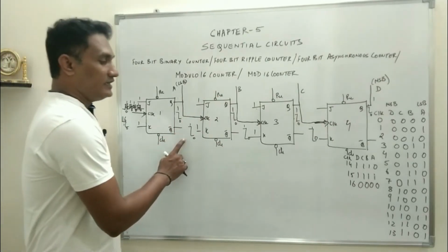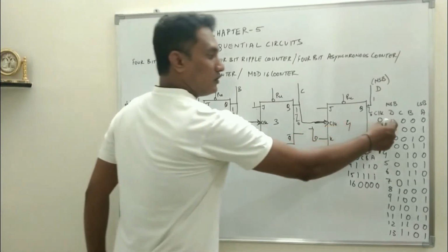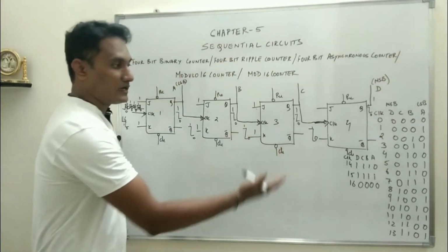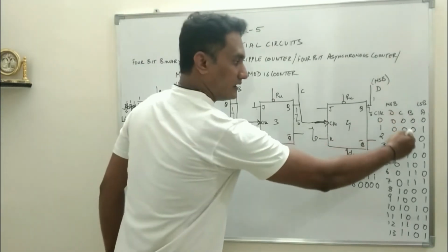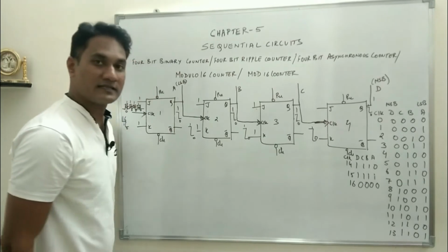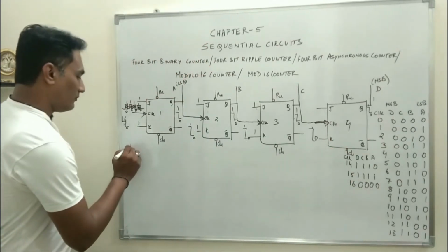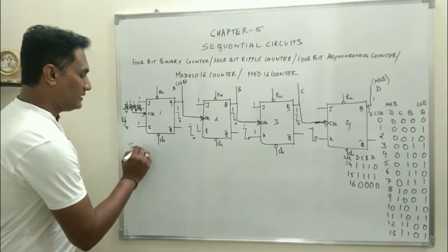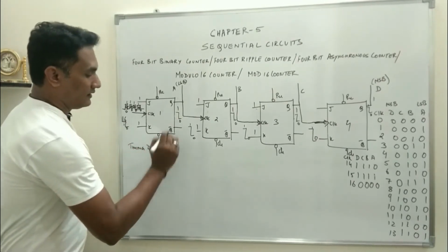So we need to draw the circuit diagram. We have to explain at least 2 or 3 conditions. We have to tell which flip-flops will be activated, which flip-flop will be deactivated, and accordingly what will be the count at different clock pulses. And then we have to write the truth table, and there is one more important thing called the timing diagram.